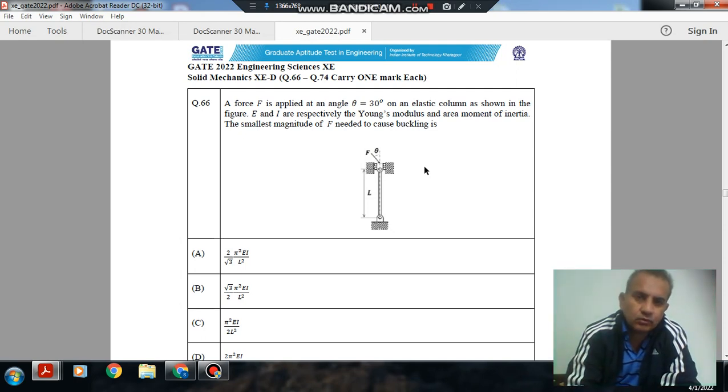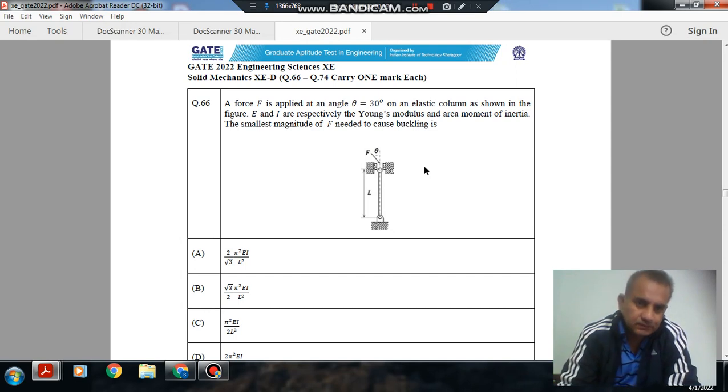In this session, we will solve the GATE XE Solid Mechanics paper of year 2022. Questions number 66 to 74 carry 1 mark each.